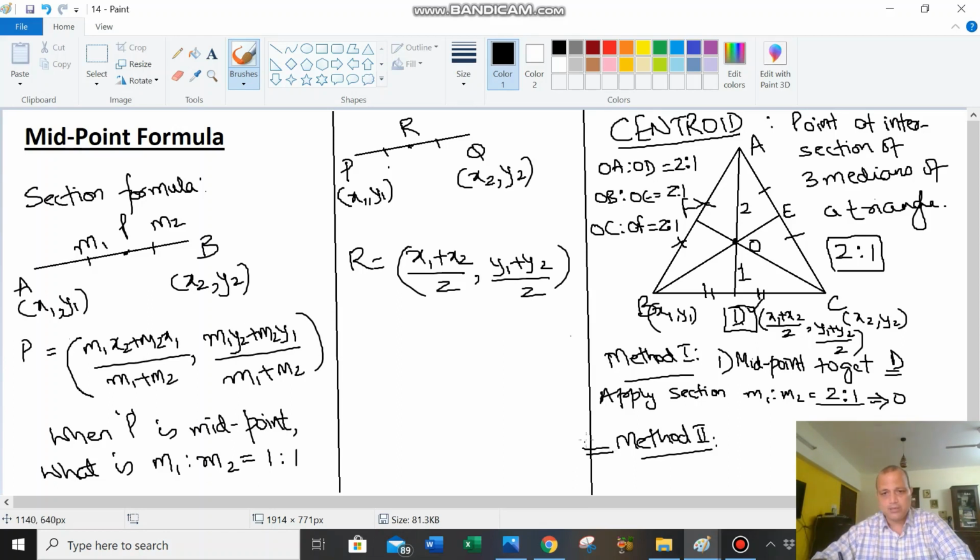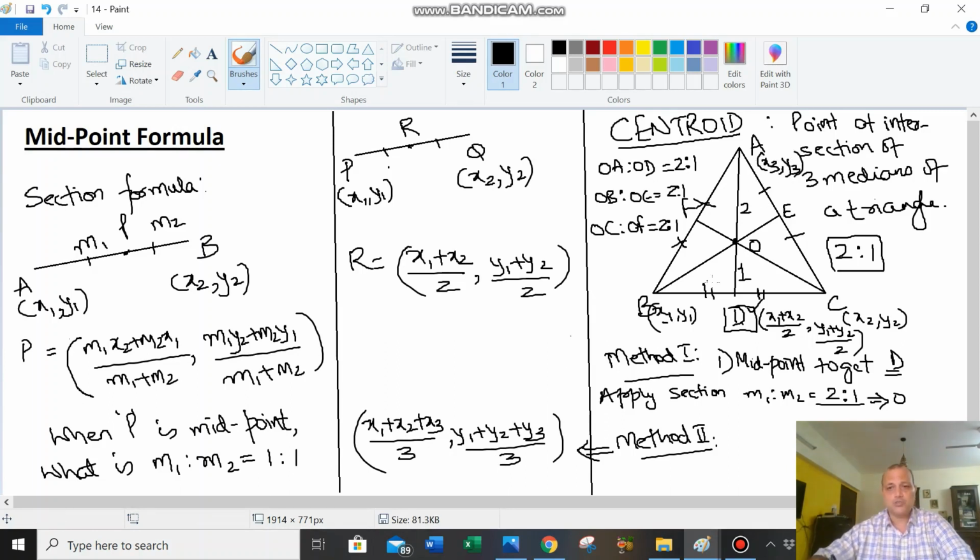There is an easier method 2, which is a simple formula, but that's something you will need to remember. The coordinates of O are (x1 plus x2 plus x3) upon 3 and (y1 plus y2 plus y3) upon 3. Now what are x1, x2 and x3? They are the coordinates of the three vertices. So you add the x coordinates of all three vertices and divide by 3. That'll give you the coordinates of the centroid. So now let's look at some questions.